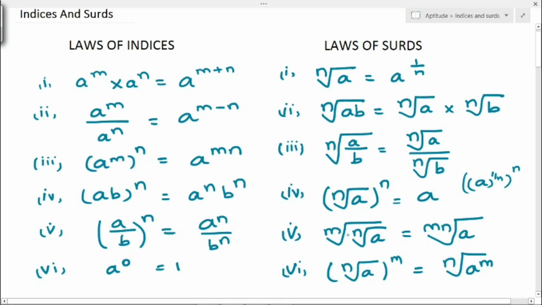Then the mth root of the nth root of a is nothing but the (m×n)th root of a, since we are just multiplying the indices. And the last condition is that the nth root of a, to the power m, is the nth root of a^m. So now we will solve a few problems.